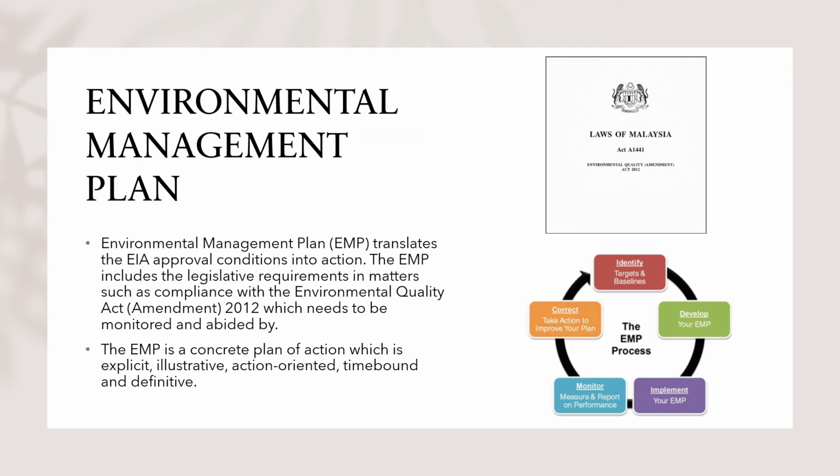So now we will talk about the Environmental Management Plan, also known as the EMP. The EMP translates the EIA approval conditions into action. The EMP includes the legislative requirements in matters such as compliance with the Environmental Quality Act Amendment 2012, as you can see in the figure, which needs to be monitored and abided by. The EMP is a concrete plan of action, which is explicit, illustrative, action-oriented, time-bound, and definitive.